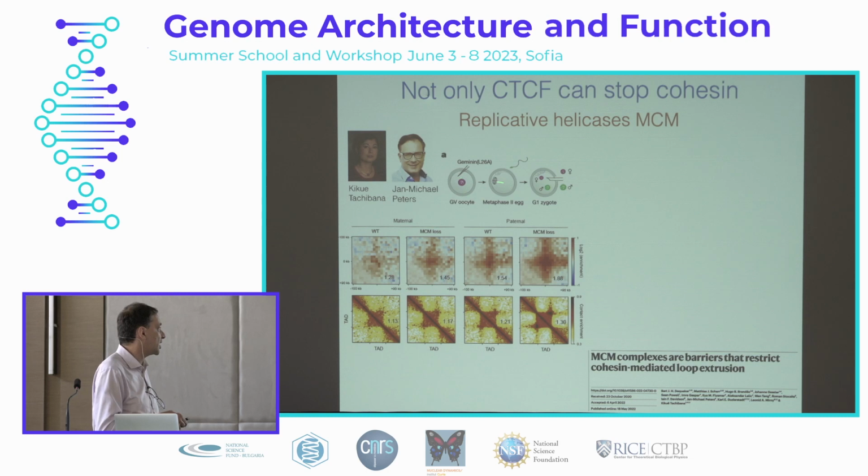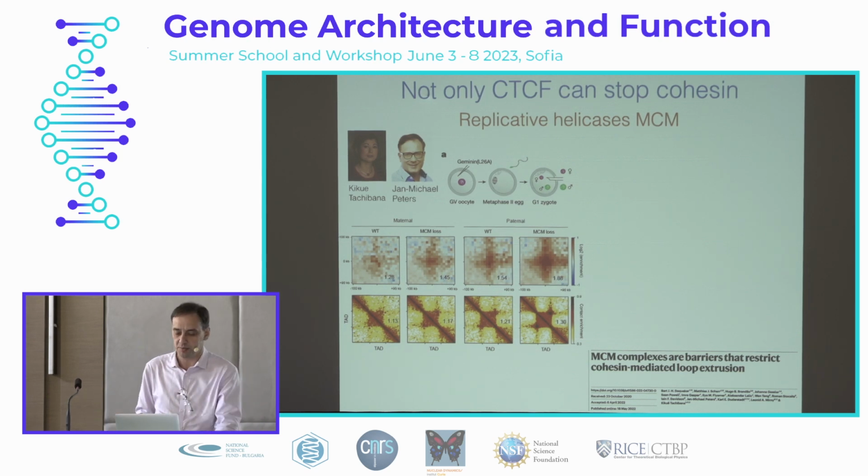removal of MCM, removal of these helicases, strengthens all these features in Hi-C. This is wild type versus removal of MCM in the maternal zygote. This is, again, a similar effect in the paternal zygote. As a note, this is done by single nucleus Hi-C because you cannot accumulate enough zygotic cells. This is done after fertilization in maternal and paternal zygotes. So the question is, how can these features get stronger? Somehow the effect of stopping cohesin becomes stronger.